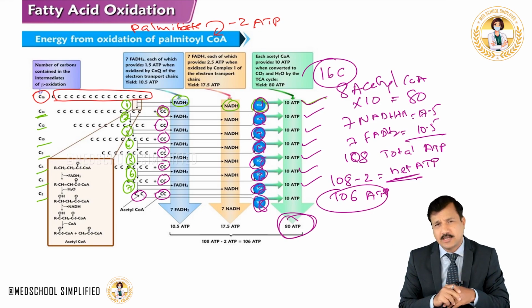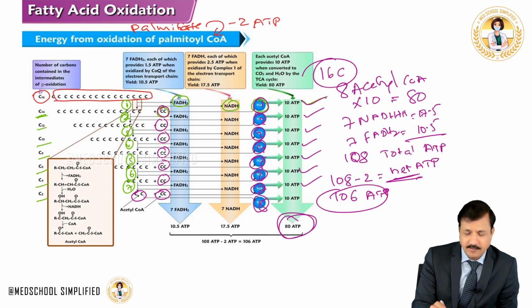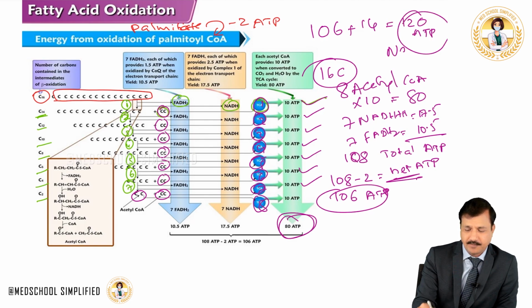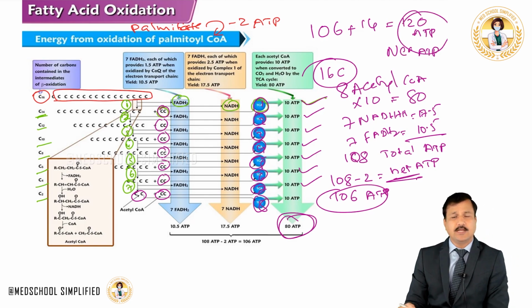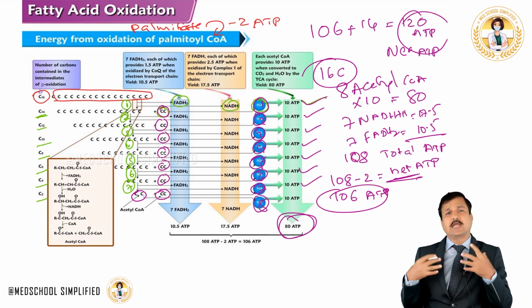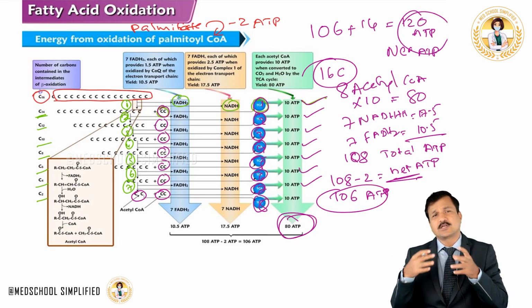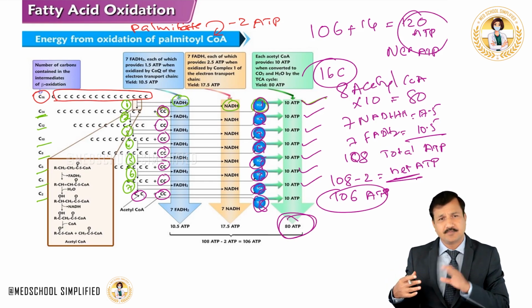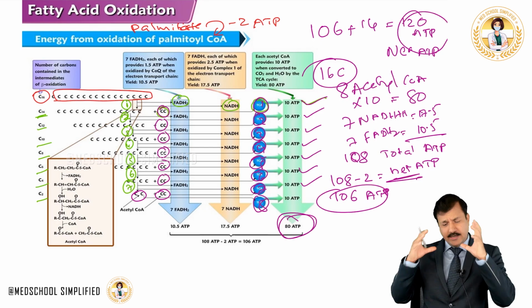Don't subtract 2 again. For example, if it is stearic acid, 18 carbon, you are doing 106 plus 14, so you are going to get 120 ATP, and this 120 ATP is the net ATP yield. It's not the total ATP, because 106 is net. You just need to add 14 to get the net number. Don't subtract 2 from that 120 and go for 118. It is already a net number.